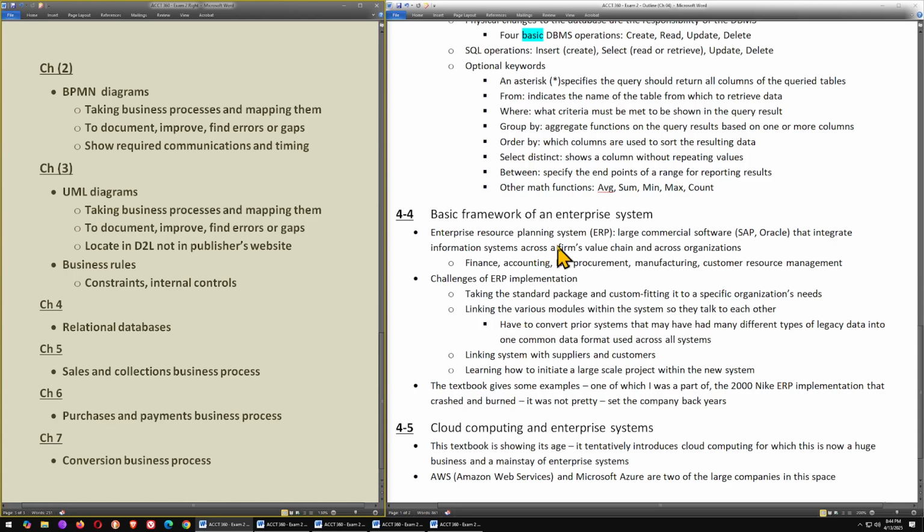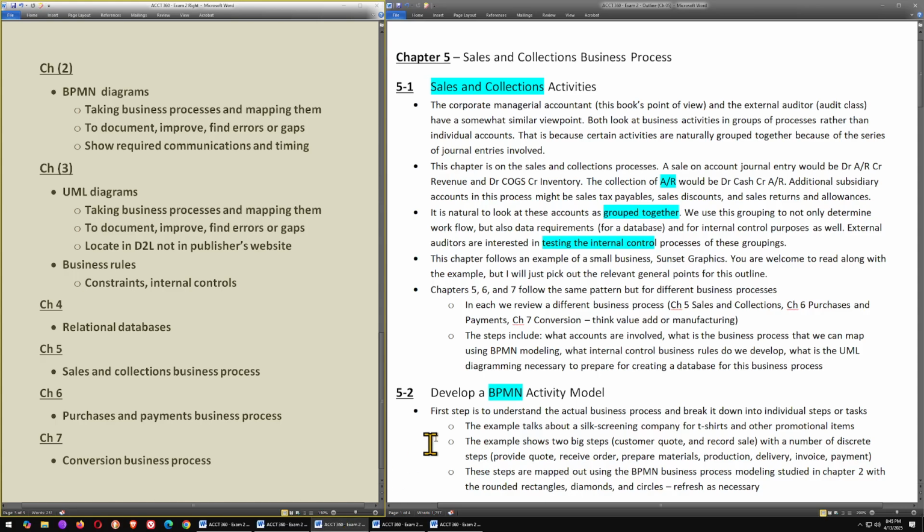Anyway, so that's chapter 4, the relational databases. And then just think about the next 3 chapters as detailing a different business process. So let me spend a little bit more time on chapter 5, and then you'll see that chapter 6 and chapter 7 are very similar. They just go through it in the same way.